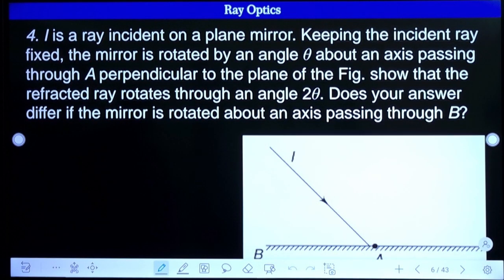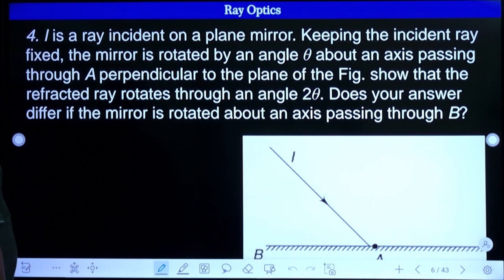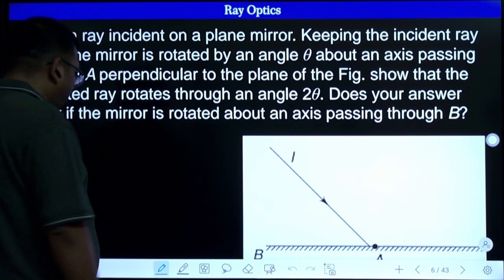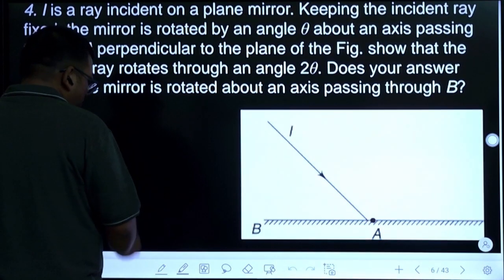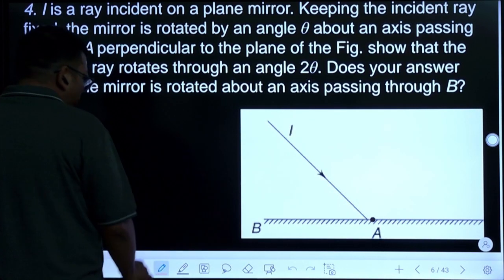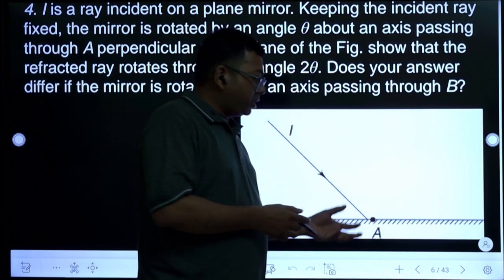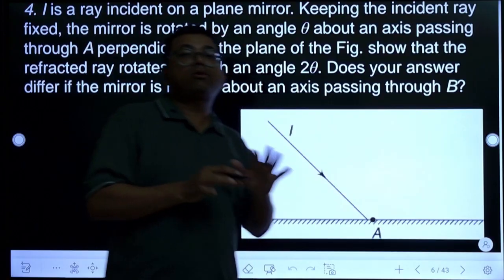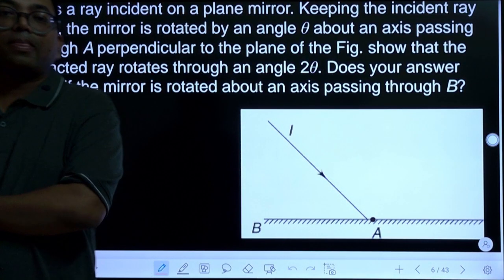I is a ray incident on a plane mirror. Keeping the incident ray fixed, the mirror is rotated by an angle of theta about an axis passing through a perpendicular plane of the figure, so that the reflected ray rotates through an angle 2 theta. Does your answer differ? The mirror is rotated about an axis passing through B. See, the question is, I think this result you know. If you rotate the mirror by angle theta, the reflected ray rotates by 2 theta. This all of you know, right? That result. Yes?